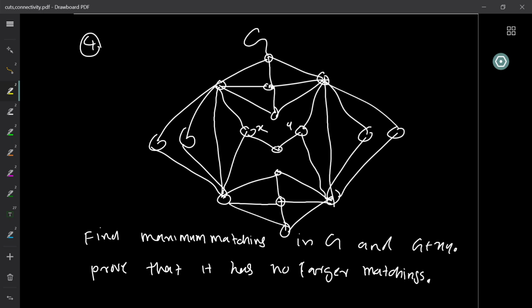Okay, here is another question. I have given you a graph, and first of all, you find maximum matchings in this graph G as well as the graph G plus xy, which is obtained by adding an edge between x and y in this graph. I have marked x and y, and then prove that it has no larger matchings. That is actually a maximum matching.